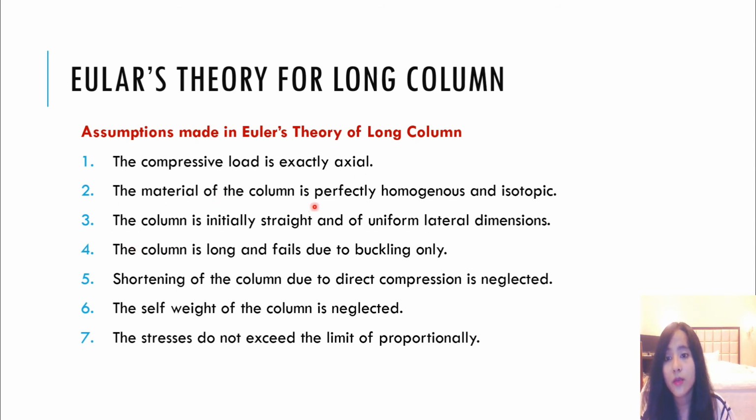The material of the column is perfectly homogeneous and isotropic. The material with which the column is made, जो material column बना है, that is homogeneous. मतलब it is made out of the same material. Okay. The column is initially straight and uniform and of uniform lateral dimension. तो before जब भी कोई भी load नहीं लगते हैं, so initially that time the column is straight and it is uniform.